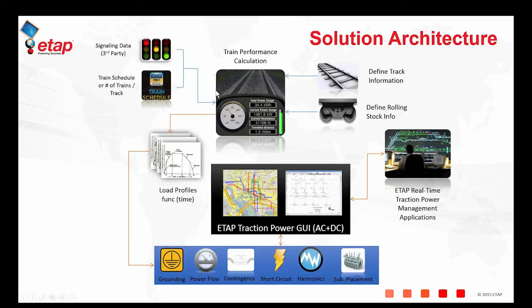The input to that also is a train timetable, and in the future it would be the signaling data as well. From there, we generate the actual speed profile of the train, how it's going to accelerate, decelerate, go through regenerative braking, and so on, and then pass that information on to ETAP for the user to visualize.